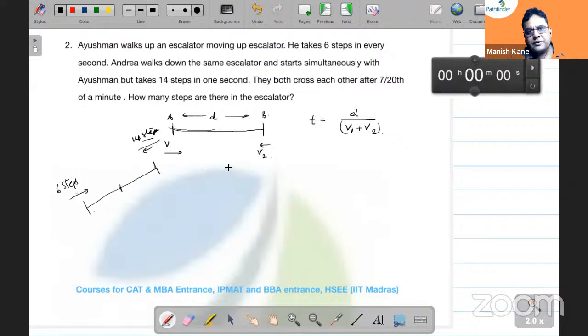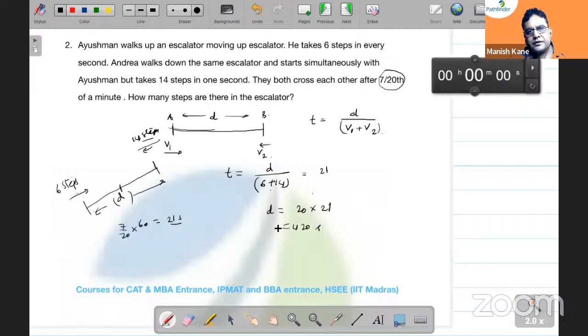And again, the time after which they will meet will be equal to this distance in steps divided by 6 plus 14. And it has been given that they cross each other in 7/20th of a minute. 7 by 20th of a minute is 7 by 20 into 60, that is 21 seconds. So this time is 21 seconds. So D is 20 into 21, that is 420 steps. This is your answer.